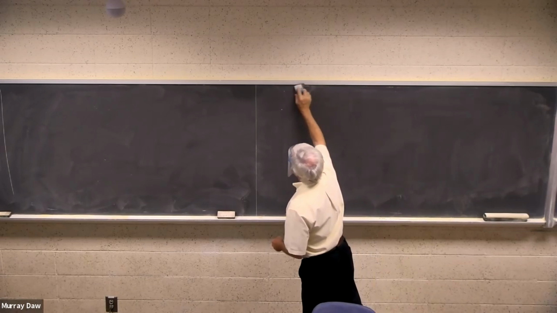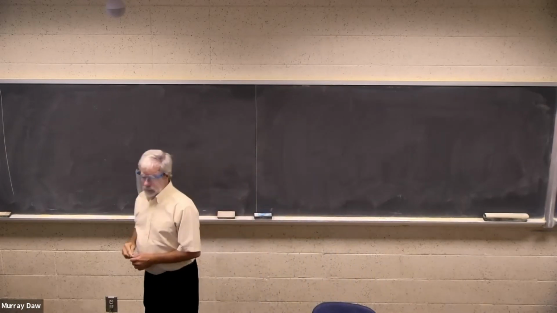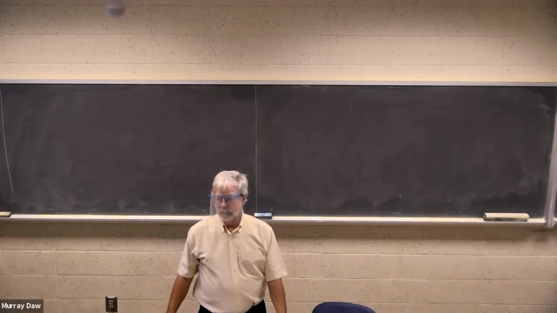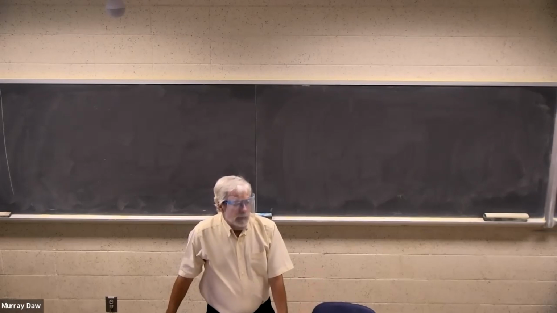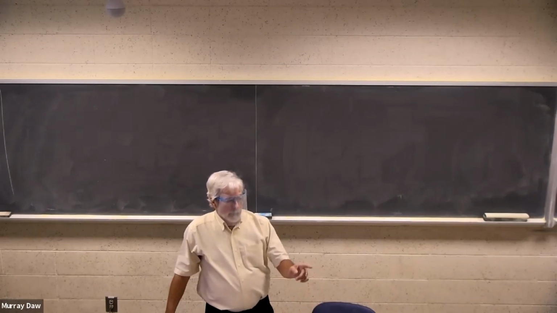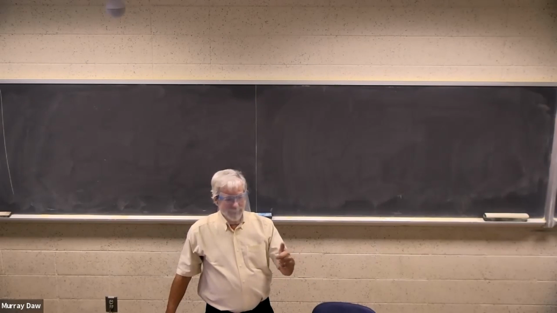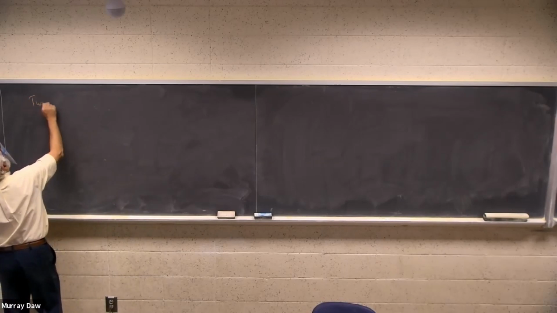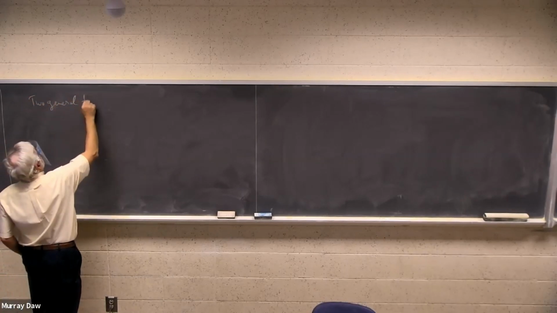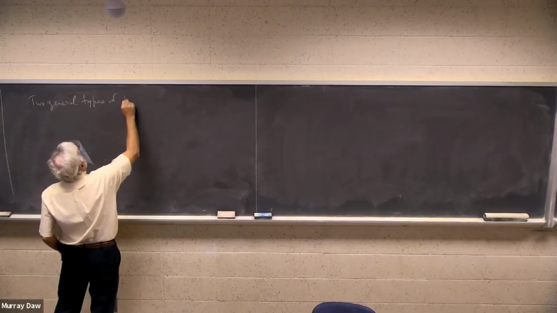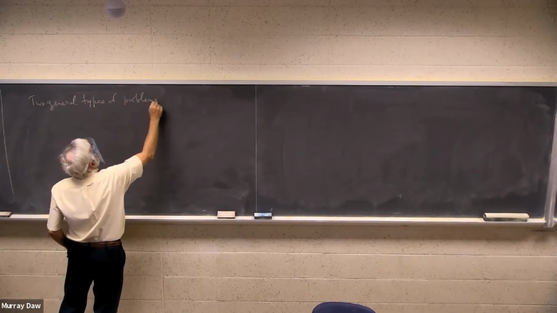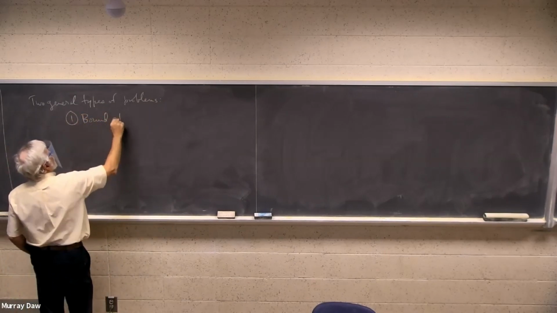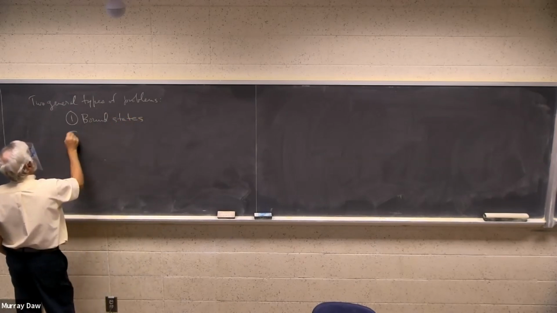Okay, I said there were two general types of problems that we would tackle with the Schrodinger equation. Do you remember what those two general types were? Bound states and scattering. Bound state problems and scattering problems. We will be studying bound states, and scattering.